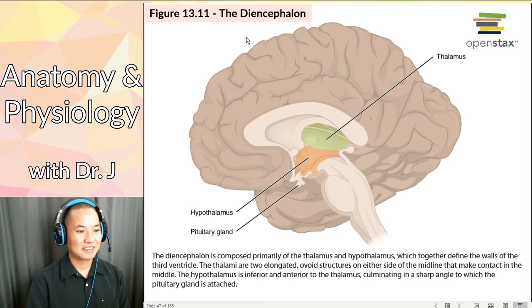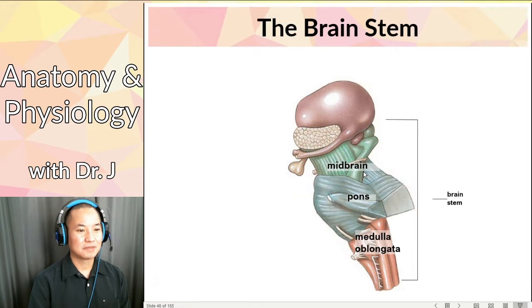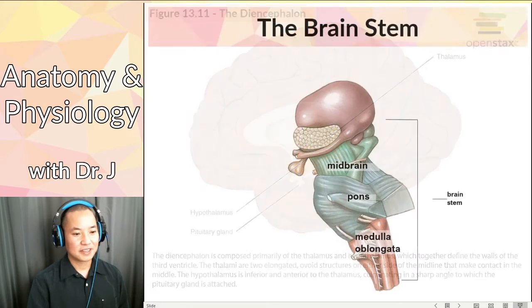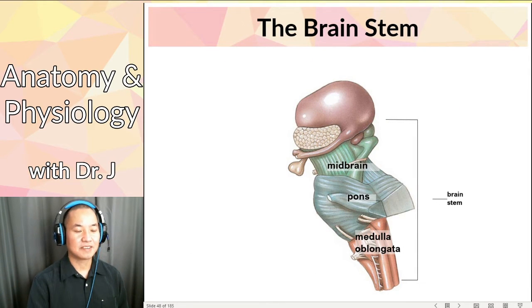Okay, so then here we have the diencephalon. Now let's go below, or actually inferior to, the diencephalon. So we have the diencephalon here, and now we have the brainstem. There are three main components to the brainstem: the midbrain, pons, and medulla oblongata.